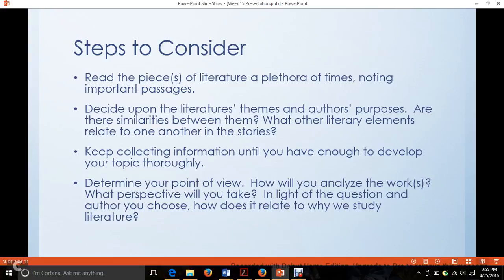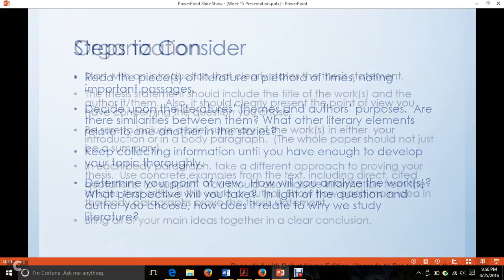Then keep collecting information until you have enough to develop your topic thoroughly, whether that is from researching the articles that are right there in the textbook or doing outside research. Just collect information according to the question that you are being asked, and then determine your point of view. What is your answer? How will you analyze the works? What perspective will you take? Think about, in light of the question in the textbook, in light of our overall class question, and how they relate to the author, why does this connect to studying literature? How does it connect to studying literature?